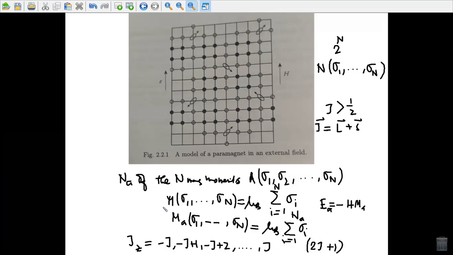The energy levels of each ion are given again by multiplying mu_B J_z H by the gyromagnetic factor. So all the expressions that we have written in this section still hold, with the presumption that every degree of freedom will now have 2J plus 1 states instead of just 2. So consequently, there are now (2J plus 1) to the power N microscopic states.